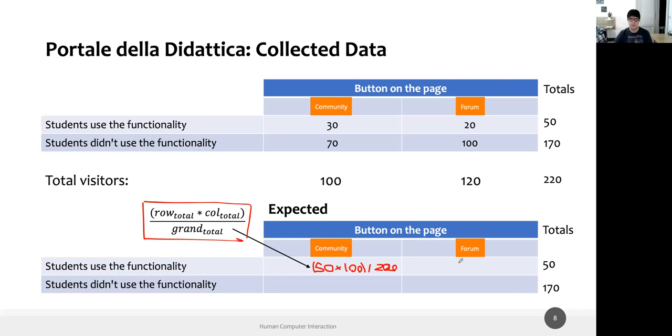And same here, we will get 50 multiplied by 120 divided by 220. And we do this four times and we get some number. So try to do this. I will give you like 5 minutes to do this. And then we will see if your numbers are the same as mine.